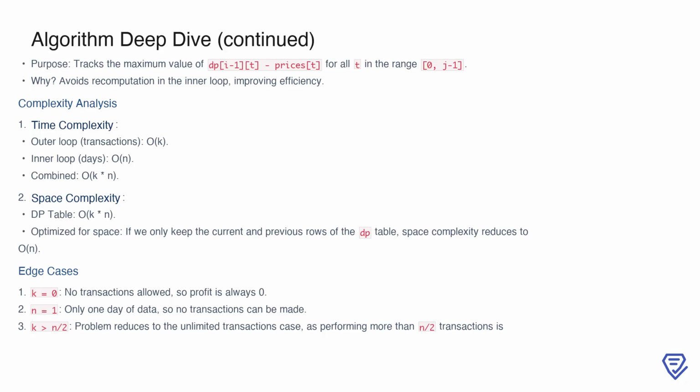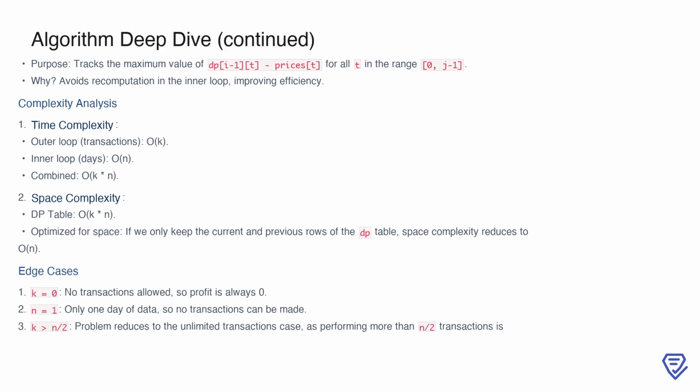In terms of complexity, the algorithm runs with a time complexity of O(k*n), because of the nested loops, one for transactions and one for days. Space complexity is also O(k*n), due to the size of the DP table. However, we can optimize space by storing only the current and previous rows of the DP table, reducing space complexity to O(n). Handling edge cases is also crucial.